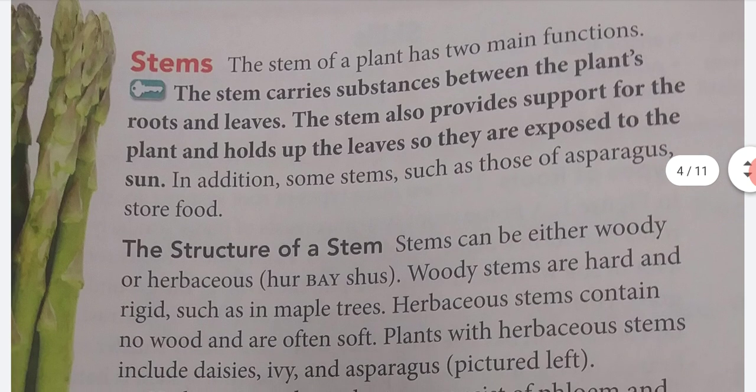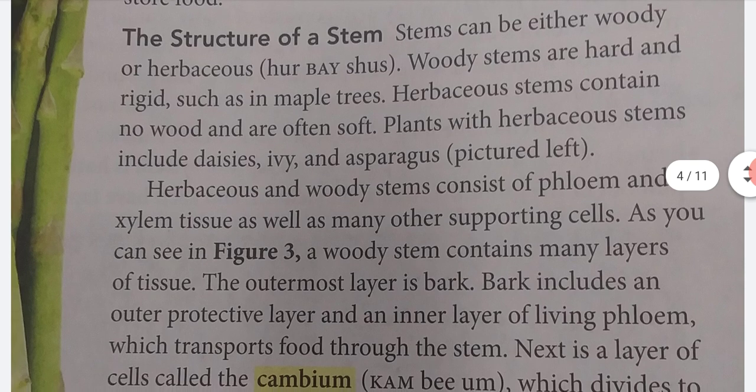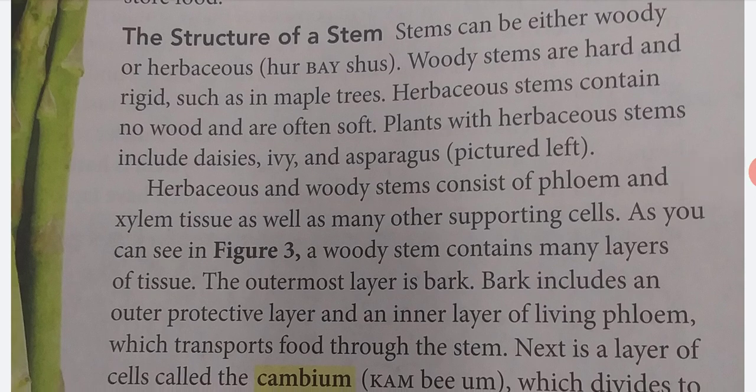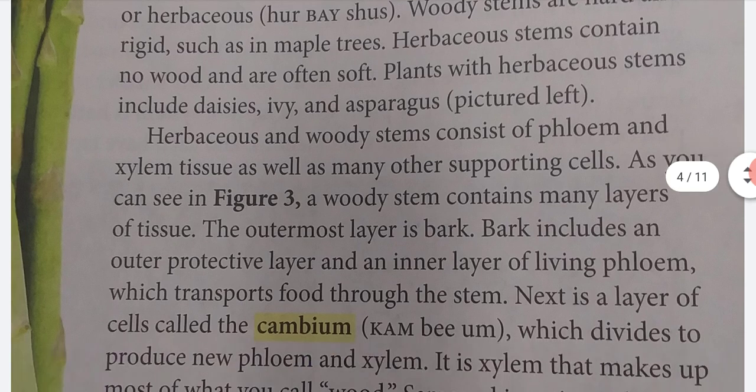Stems. The stem of a plant has 2 main functions. The stem carries substances between the plant's roots and leaves. The stem also provides support for the plant and holds up the leaves so they are exposed to the sun. In addition, some stems, such as those of asparagus, store food. The structure of a stem. Stems can be either woody or herbaceous. Woody stems are hard and rigid, such as in maple trees. Herbaceous stems contain no wood and are often soft. Plants with herbaceous stems include daisies, ivy, and asparagus.